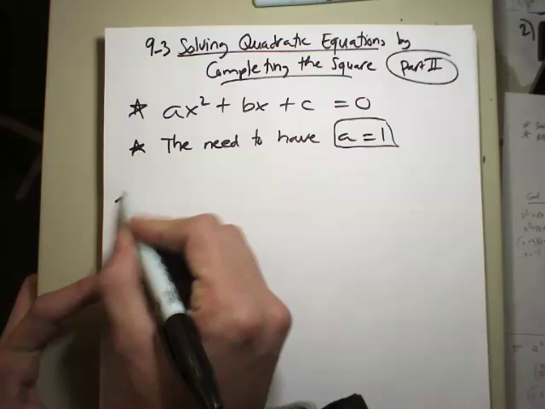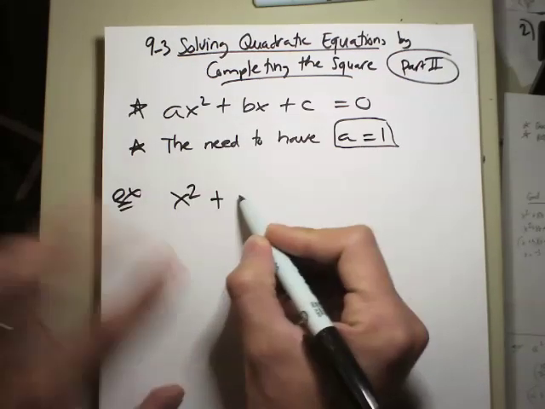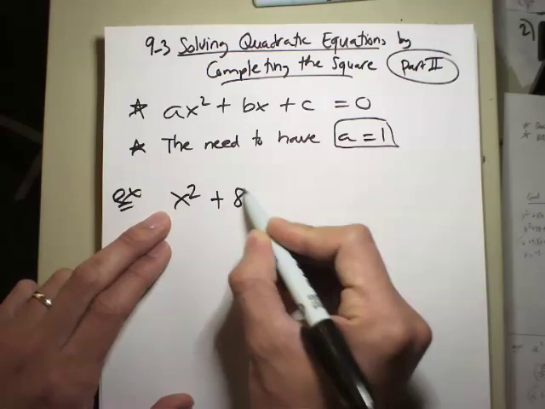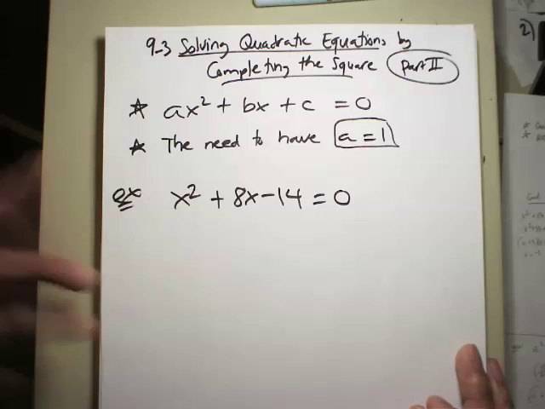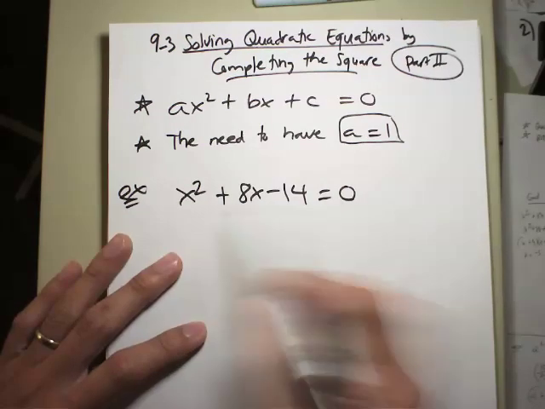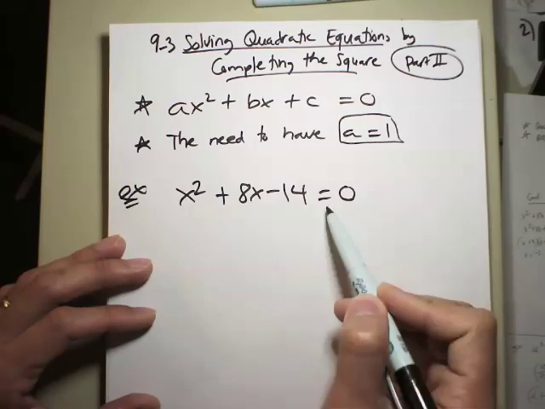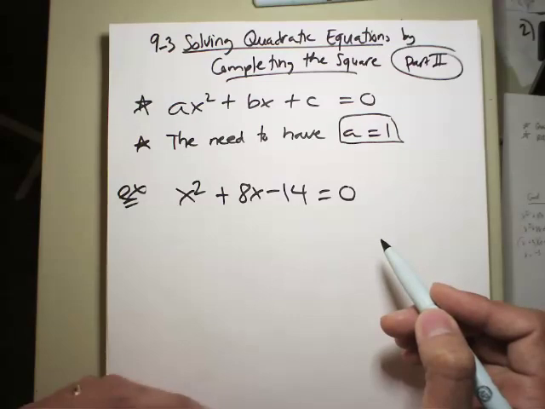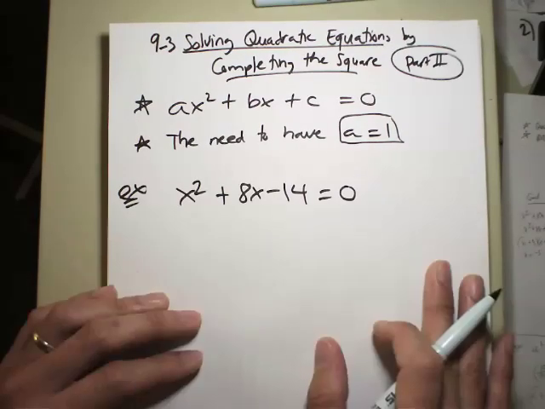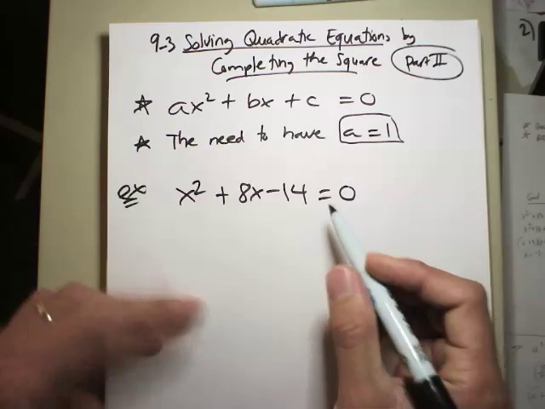So let's start with our first example here where everything looks okay, where we don't have a case where A is not a 1. And here's the first example. The first thing I would look for is, do I have it in the right format? Is it in order from greatest to least, and do I have a 0 on one side? Because when we're trying to solve quadratic equations, we want to make sure it's in the right format, and we want to check to see if it's factorable first.